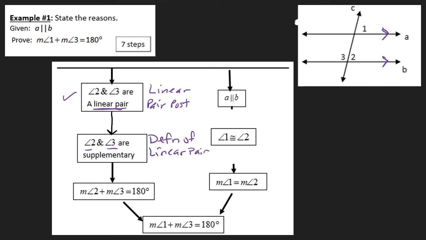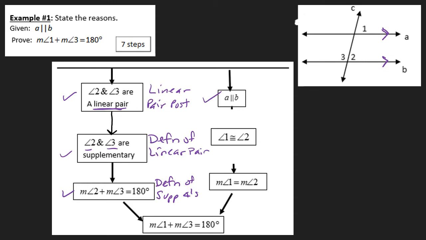All right, well, what does it mean to be supplementary? If we look at the next step, supplementary means two angles whose sum is 180 degrees. So basically, this comes from the previous statement, so we have definition of supplementary angles. And once I have that, I really can't go any further along that path, so I'm going to come up here to the next column, and I'm going to follow the path here.